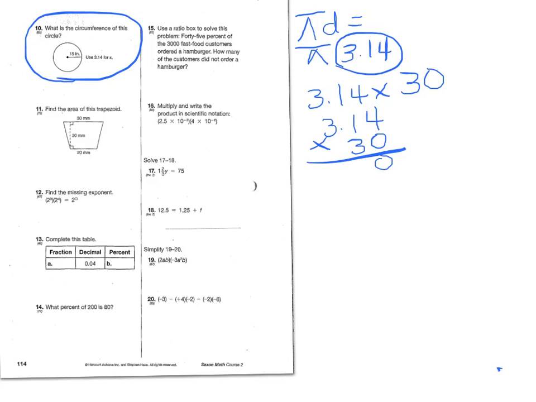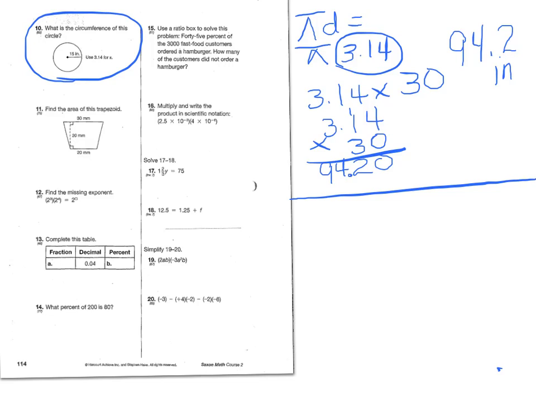0, 3 times 4 is 12. 3 times 1 is 3 plus 1 is 4, and 9. You have 2 decimal places. So the circumference of the circle is 94.2 inches.